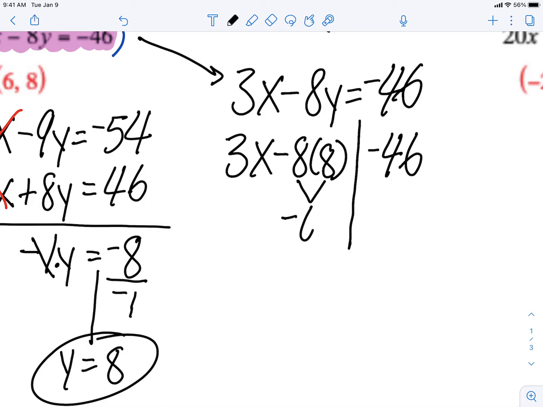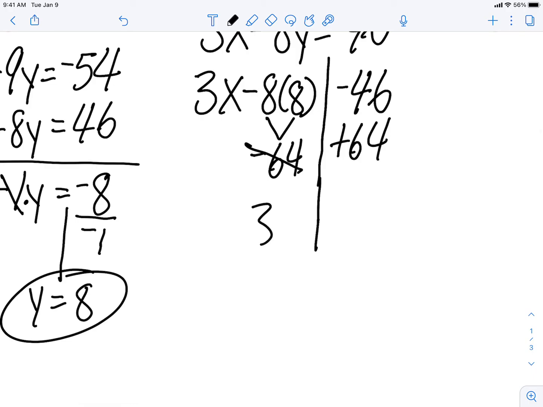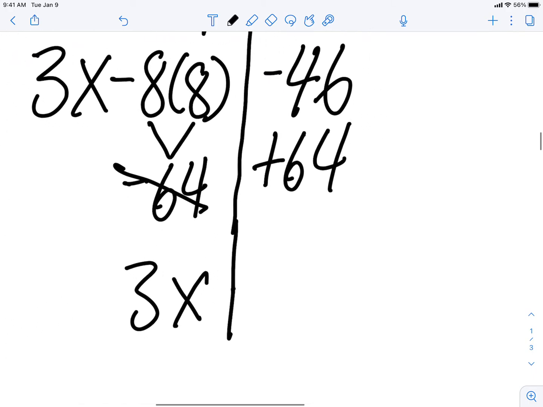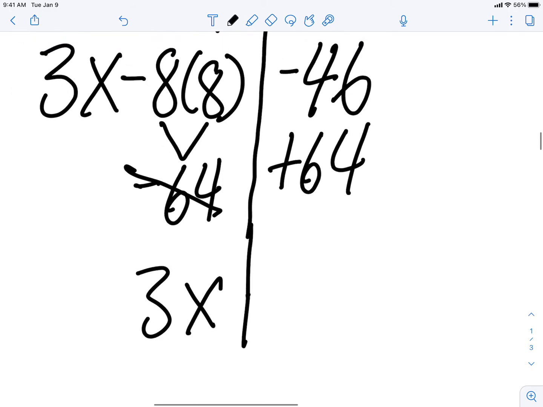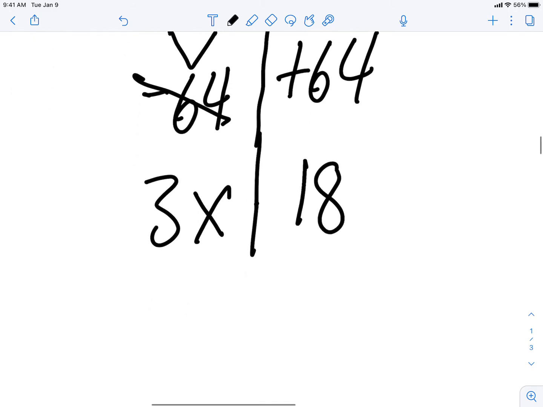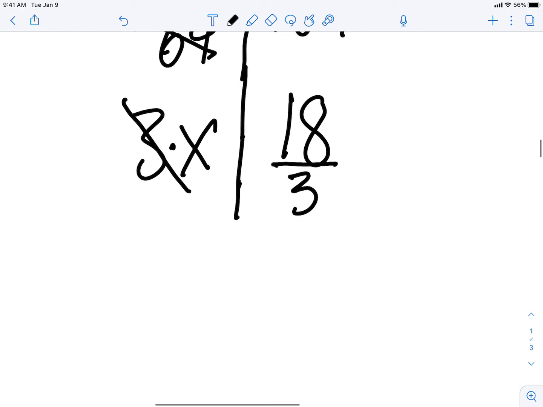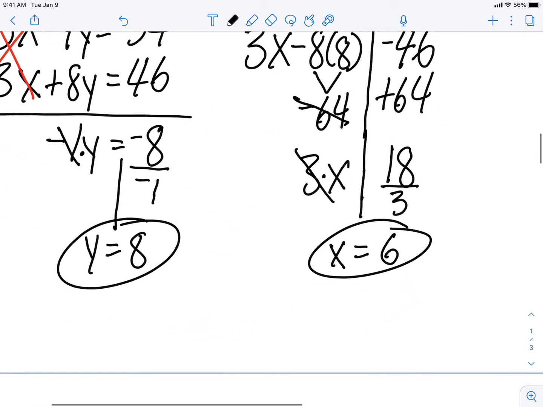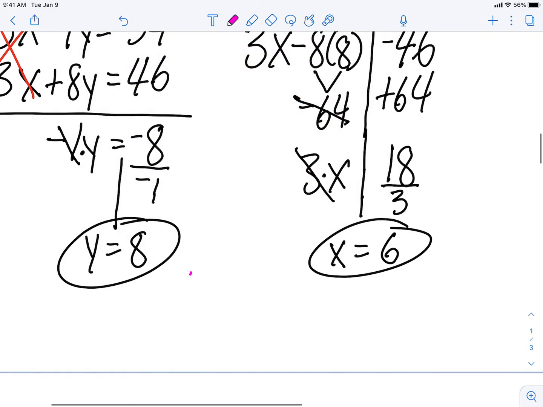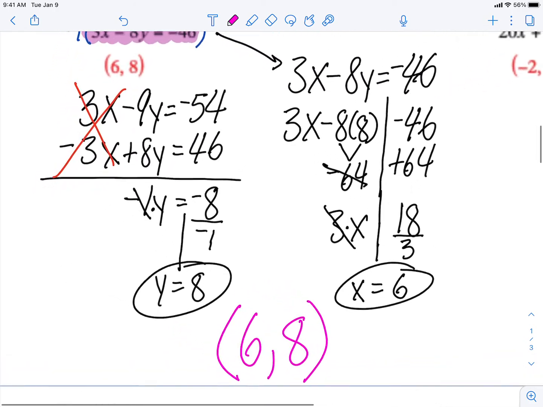Negative 8 times 8 is negative 64. Immediately move negative 64 over and make it positive 64. So I get 3x. Negative 46 and a positive 64 is 18. Off the top of my head, 18. The opposite of multiplying by 3 is dividing by 3. So I get x is equal to 18 divided by 3 is 6. There's my x, right? So my final solution is x comma y. My x is 6 and my y is 8. There you go. Look at that.